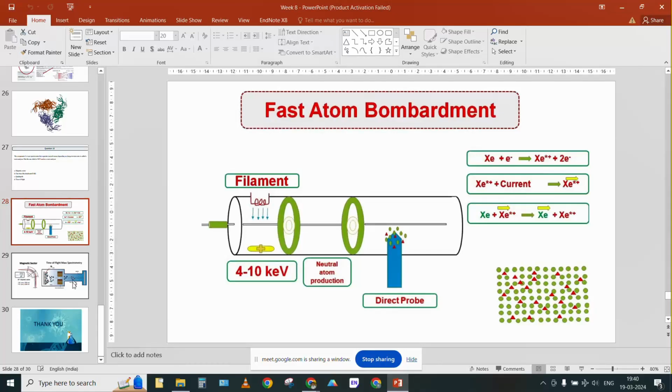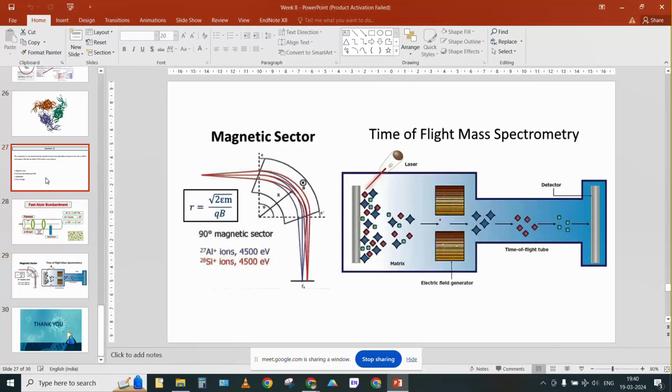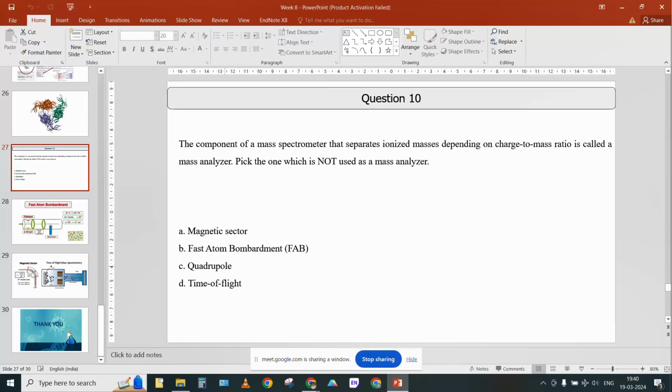Okay, and the other options are time of flight and quadrupole. In a time of flight mass analyzer, ions are accelerated through a vacuum tube by an electric field. The time it takes for ions to travel a fixed distance depends on their mass to charge ratio. Lighter ions reach the detector faster than the heavier ones, allowing for separation based on their mass. Time of flight mass analyzers are utilized in time of flight mass spectrometers.